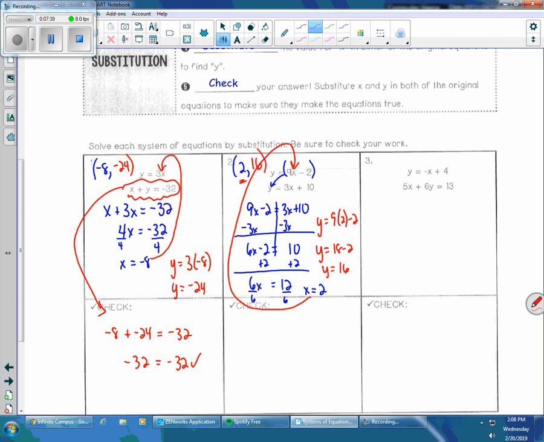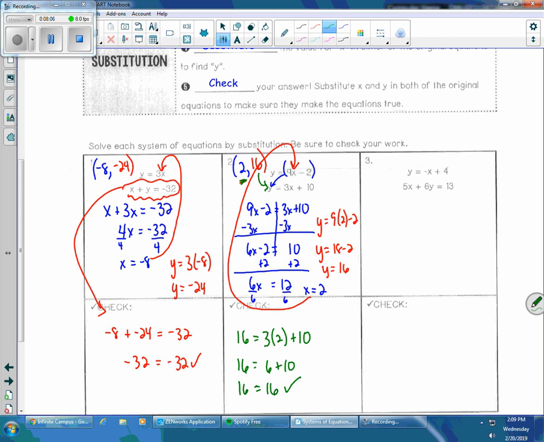So I'm going to take those values and substitute into the other equation to do the check down below. So instead of y, I'm going to say 16 equals 3 times 2 plus 10, because I said x was equal to 2. So does 16 equal 3 times 2 is 6 plus 10? 16 equals 16. So yes, it works.